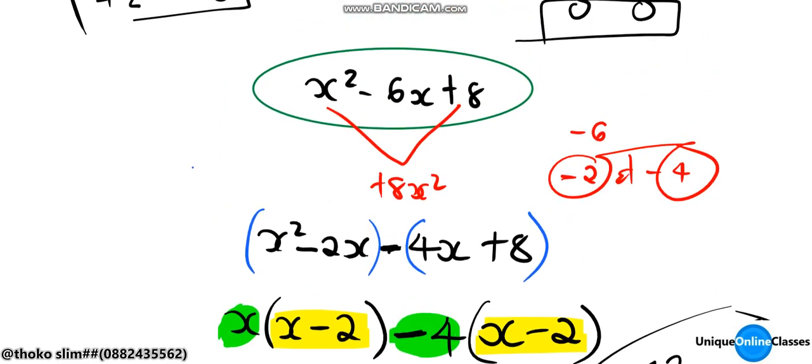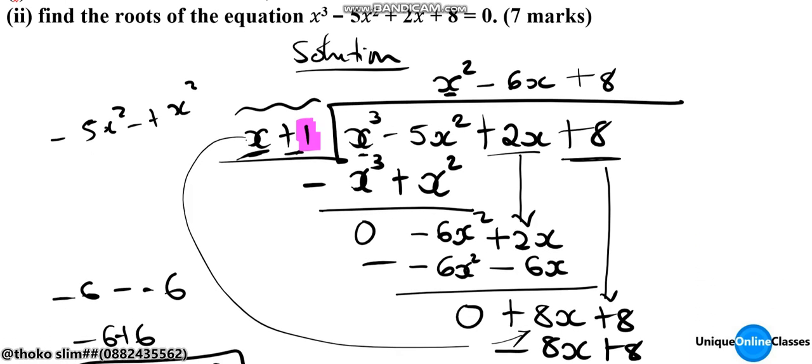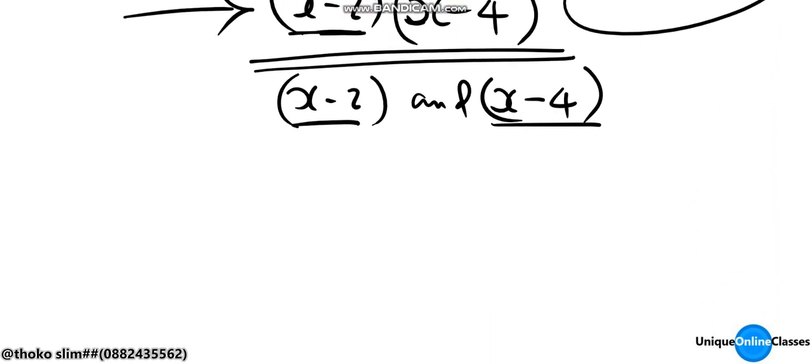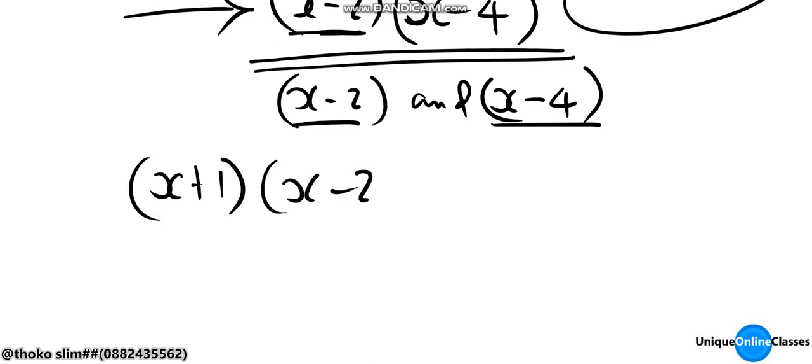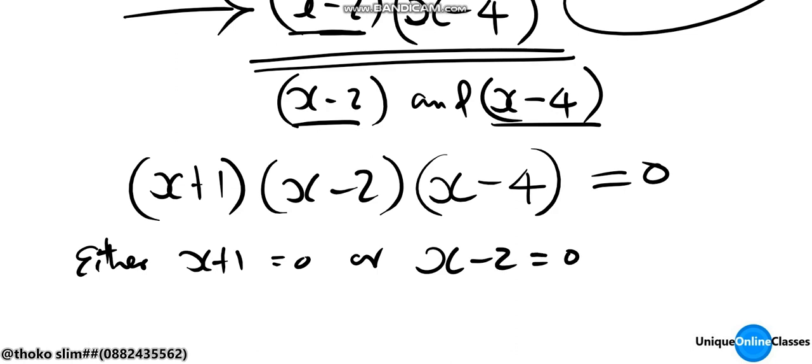So let's now proceed, and find the roots of the equation. To find the roots, we're going to use the factors, the first divisor, which was x plus 1, then x minus 2, and here x minus 4. This is equal to 0. So it's either x plus 1 is equal to 0, or x minus 2 is equal to 0, or x minus 4 is equal to 0.